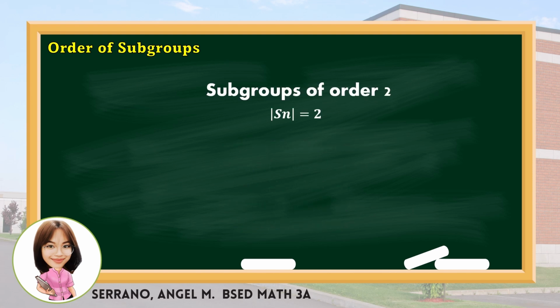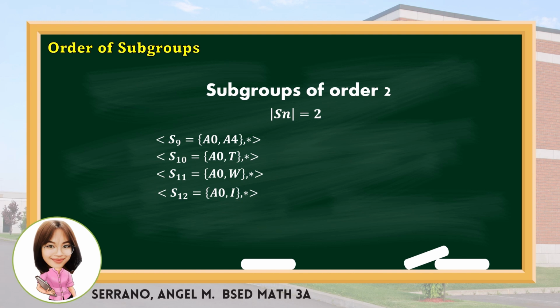Next we have the subgroups of order 2. Under the subgroups of order 2, we have the group S sub 9 containing the elements A0 and A4 under binary operation star, the group S sub 10 containing the elements A0 and A, the group S sub 11 containing the elements A0 and W, the group S sub 12 containing the elements A0 and I, the group S sub 13 containing the elements A0 and N, the group S sub 14 containing the elements A0 and K, and the group S sub 15 containing the elements A0 and L, each under binary operation star.